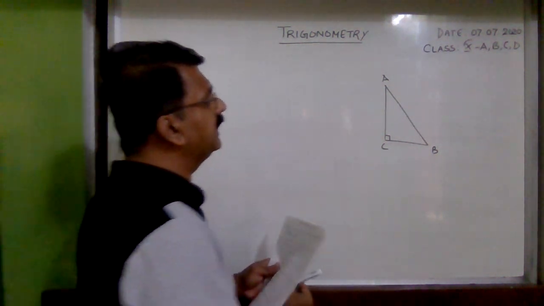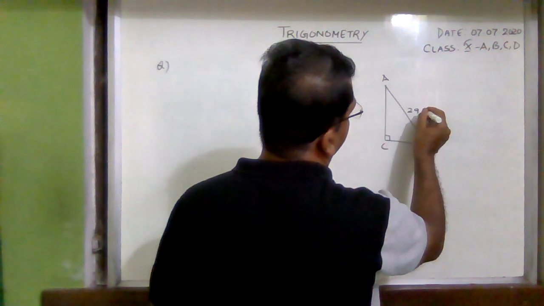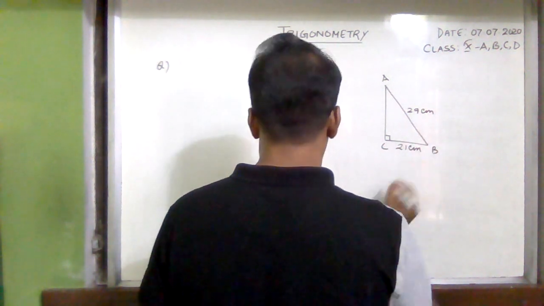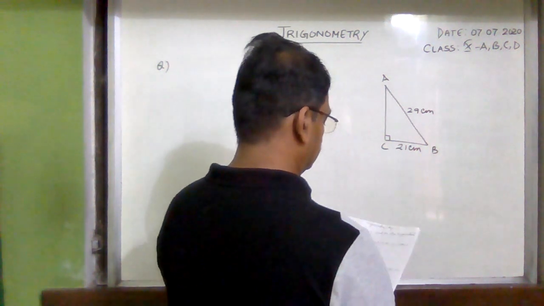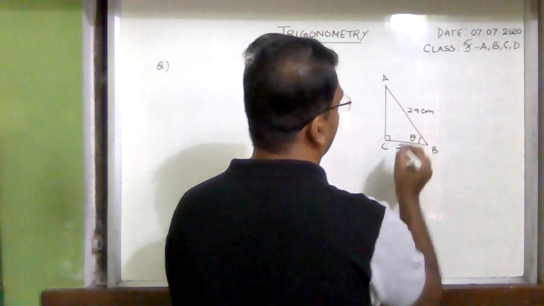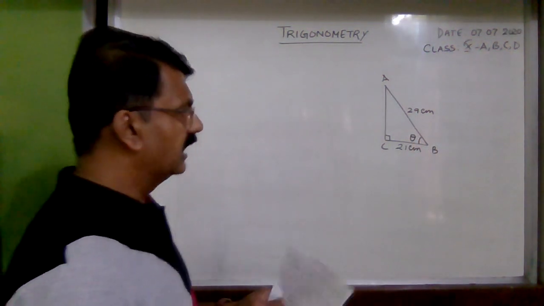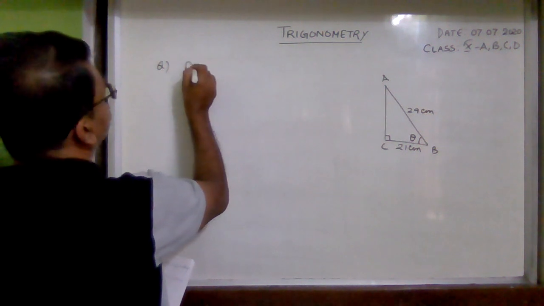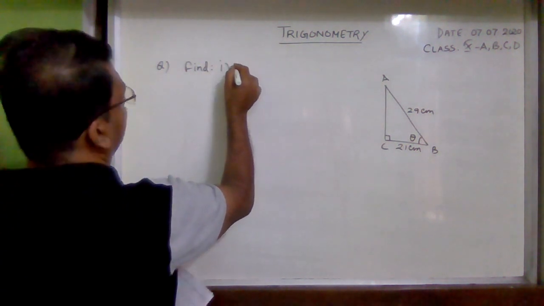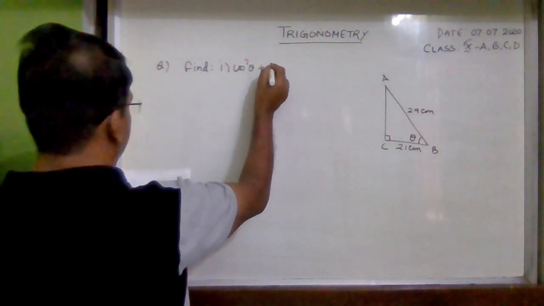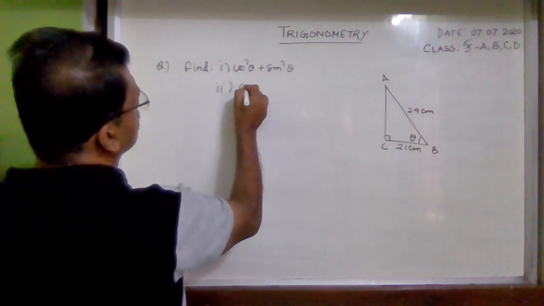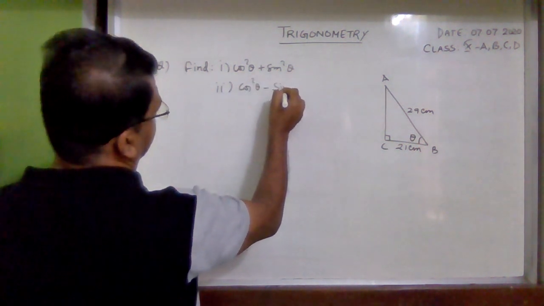Now the length of AB is given 29 centimeter and the length of BC is given 21 centimeter. Now angle ABC, that means this angle, is given theta. Now you have to find, first part, cos square theta plus sin square theta. Second part, cos square theta minus sin square theta.